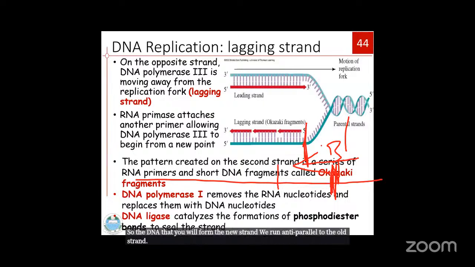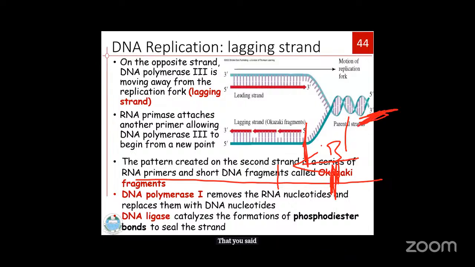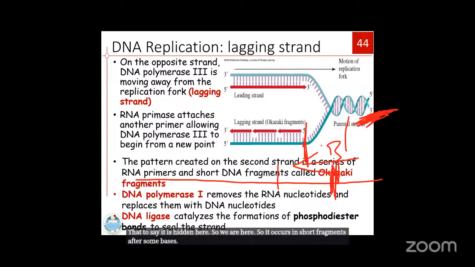So on this lagging strand, the synthesis occurs in short fragments, because it is not possible for the DNA to start at the end of the 3' that is not available, that we say is hidden here, somewhere here. So it occurs in short fragments. After some nucleotides, it will cleave off and need another RNA primase to come in and make short fragments. As you can see, you have 3 fragments here, for instance. These fragments are known as Okazaki fragments, and that is seen on the lagging strand.